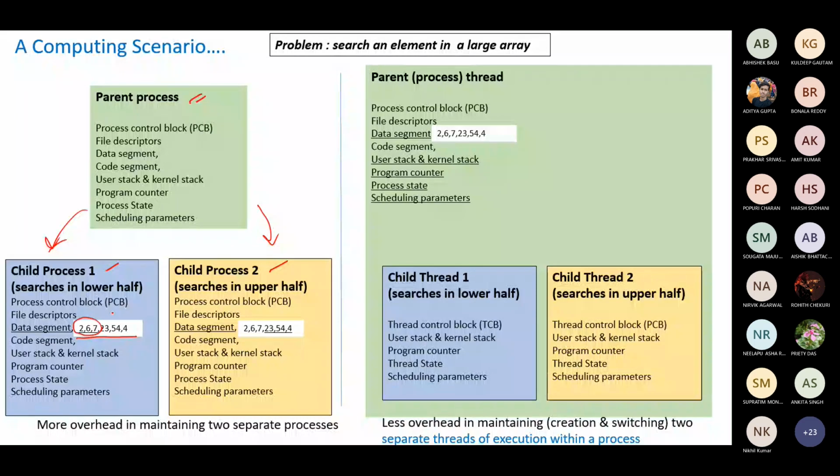So there is a single array of integers which we have input in this parent process, and it is there in the parent process data segment. Now when the parent creates two child processes, automatically we know that the child will start with the same content that it was there in the parent, right?